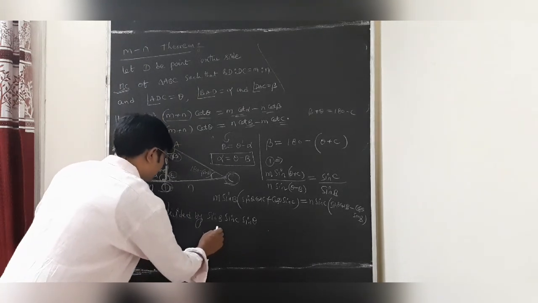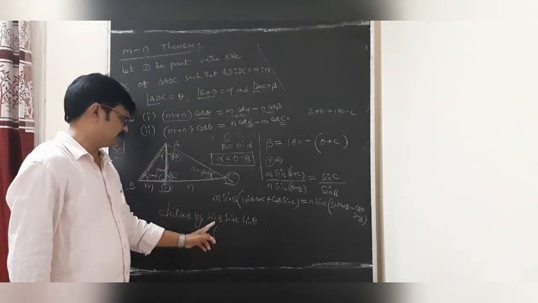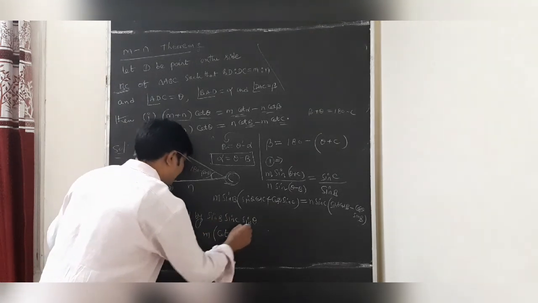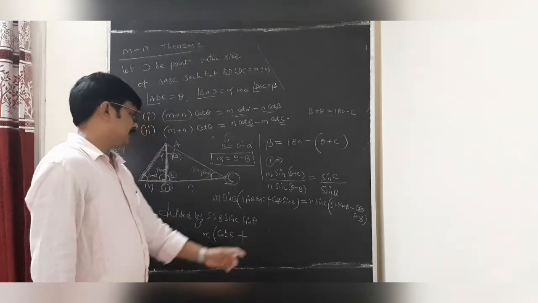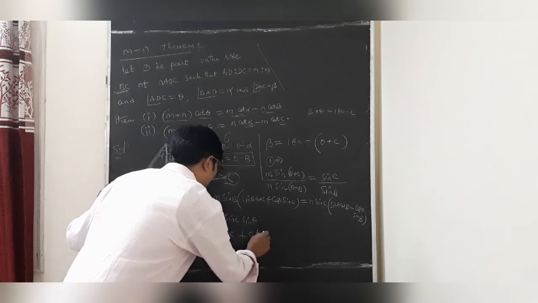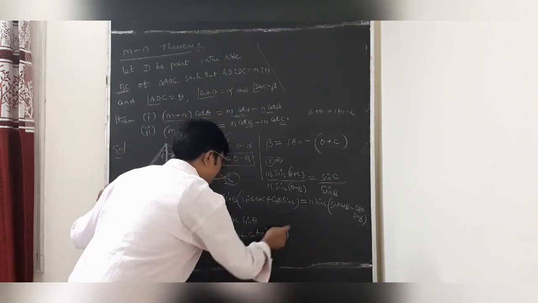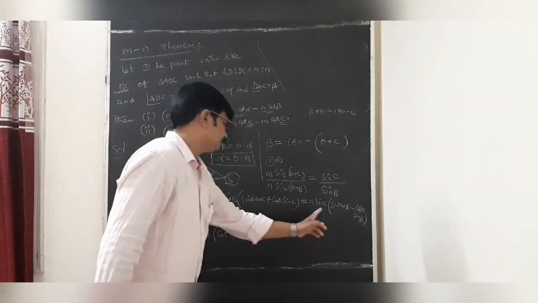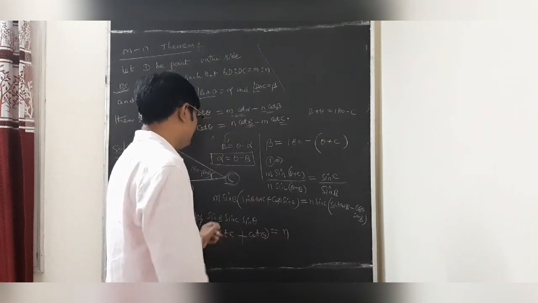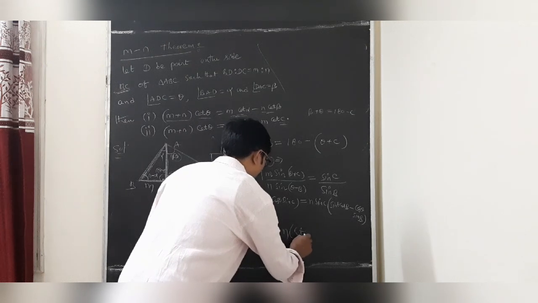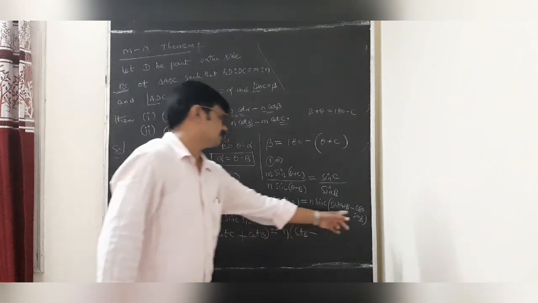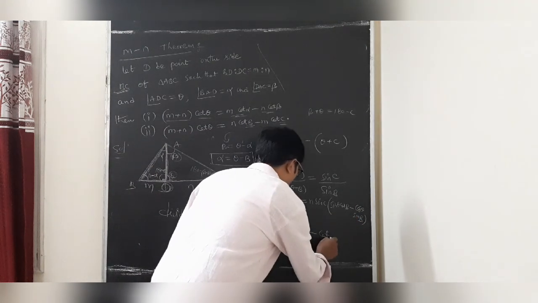Dear students, m into sin B cancels, sin theta cancels. Cos C by sin C is cot C, plus. Here sin C cancels, sin B cancels. Cos theta by sin theta is cot theta. Dear students, n into sin C cancels, sin theta cancels. Cos B by sin B is cot B, minus. Sin B, sin C cancel. Cos theta by sin theta is cot theta.